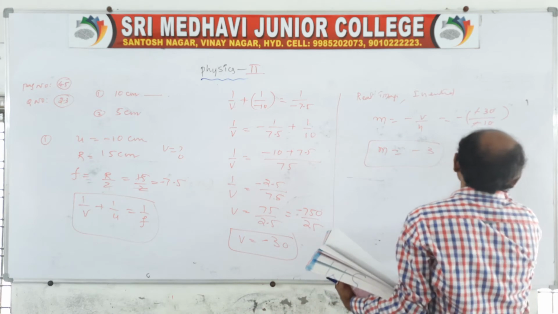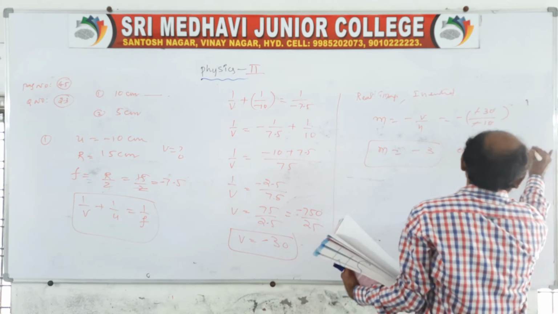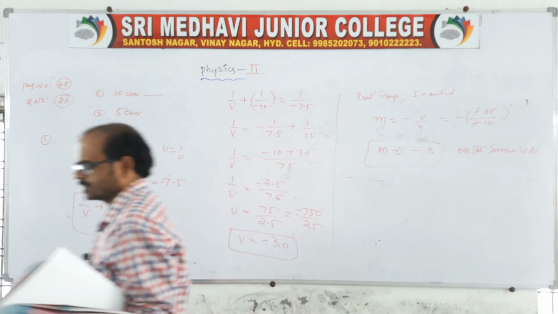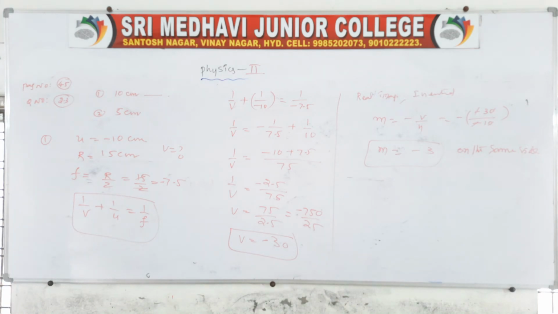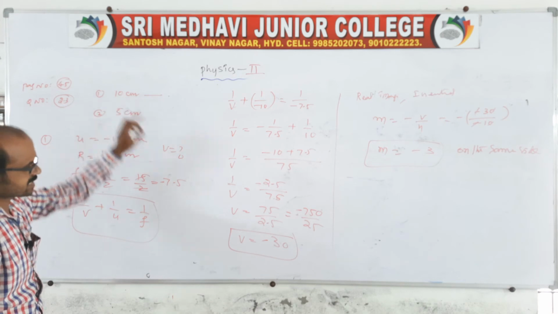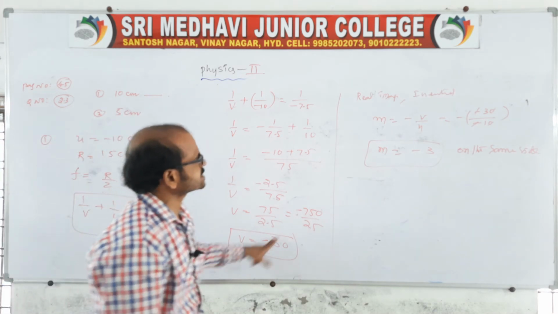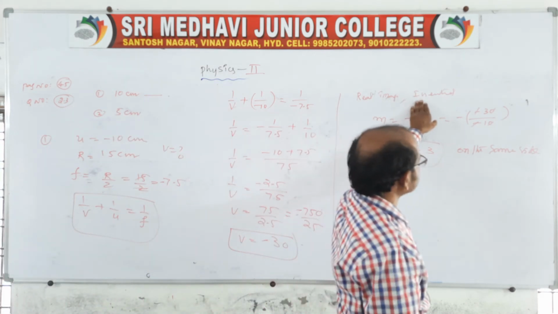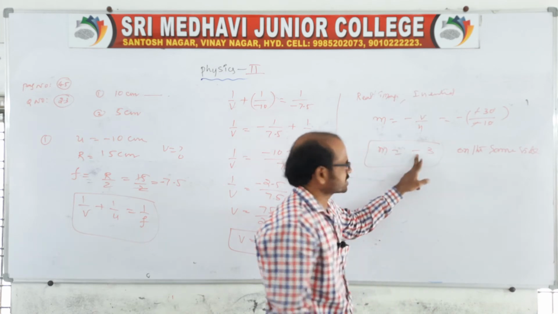This is a 2 marks question actually. By using a 10 centimeter object distance, the image distance will be v equal to minus 30, and it is a real, inverted image, and the magnification will be like this.